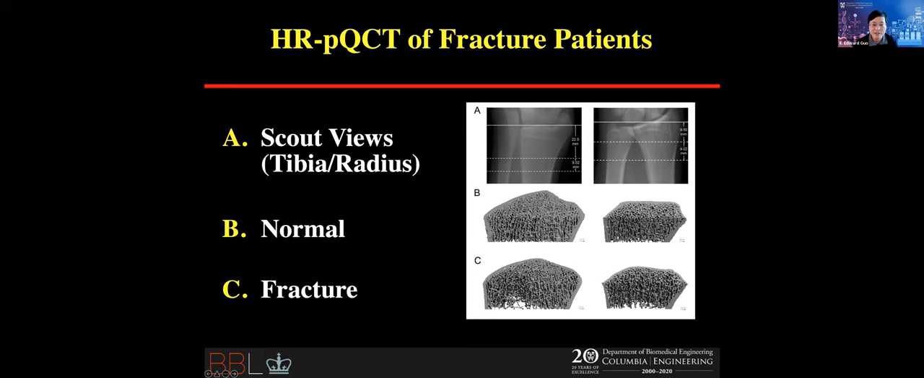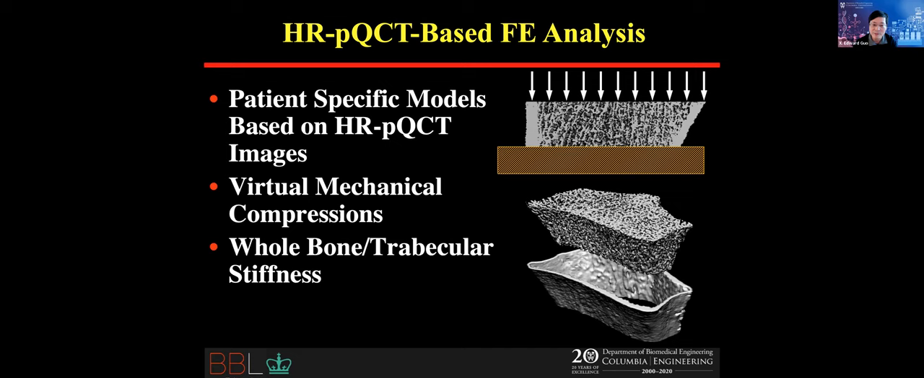Therefore you can also create a patient-specific model based on those images, and you can perform virtual mechanical compressions, and determine for the whole bone what the stiffness is. Or you can take out only the trabecular compartment, look at the spongy bone, and also calculate the stiffness as well.